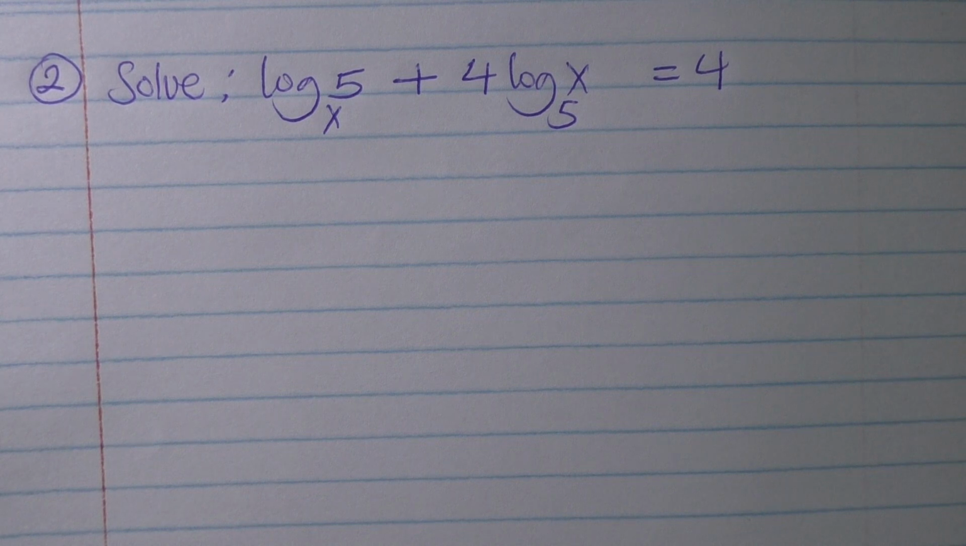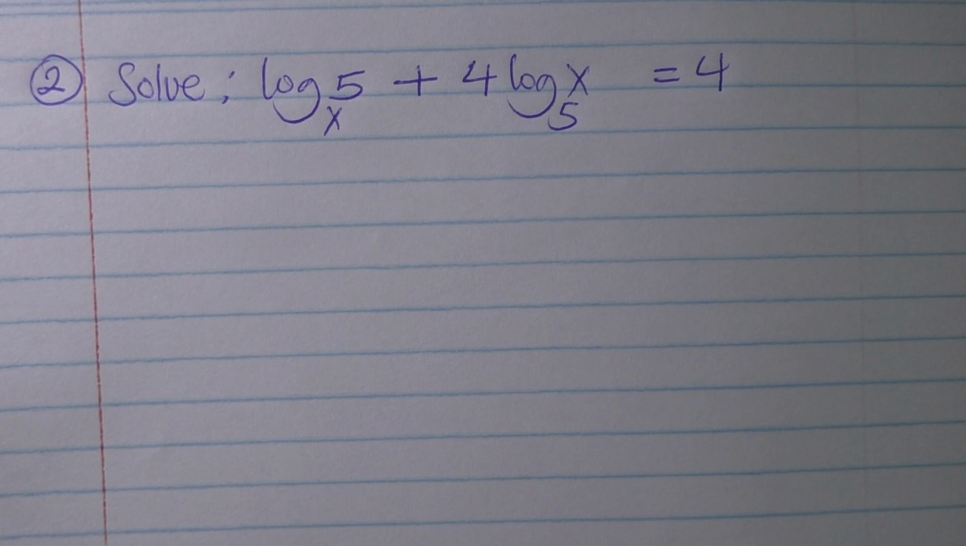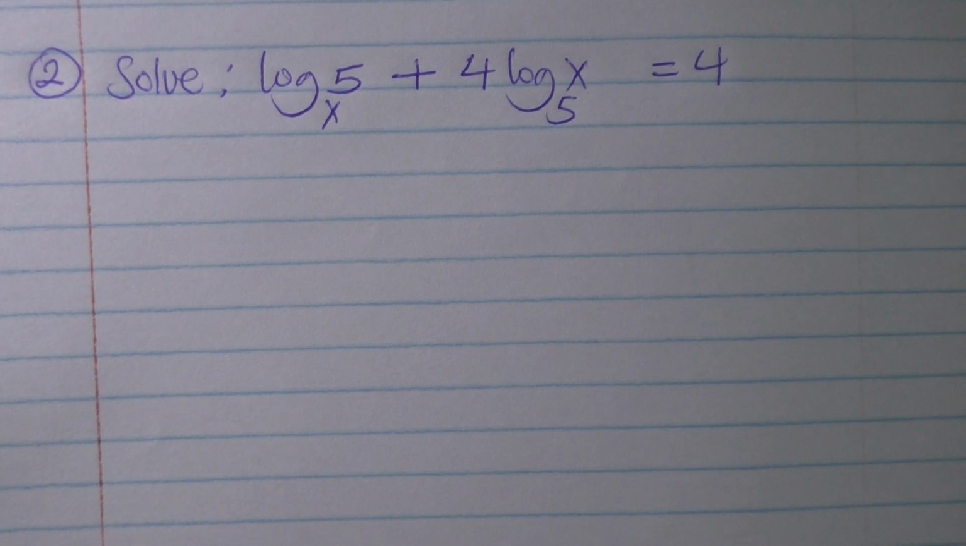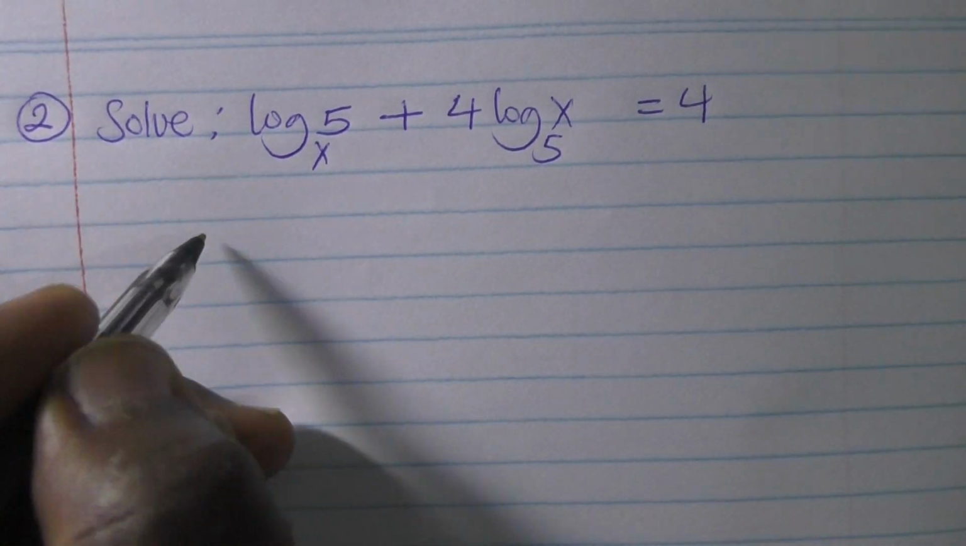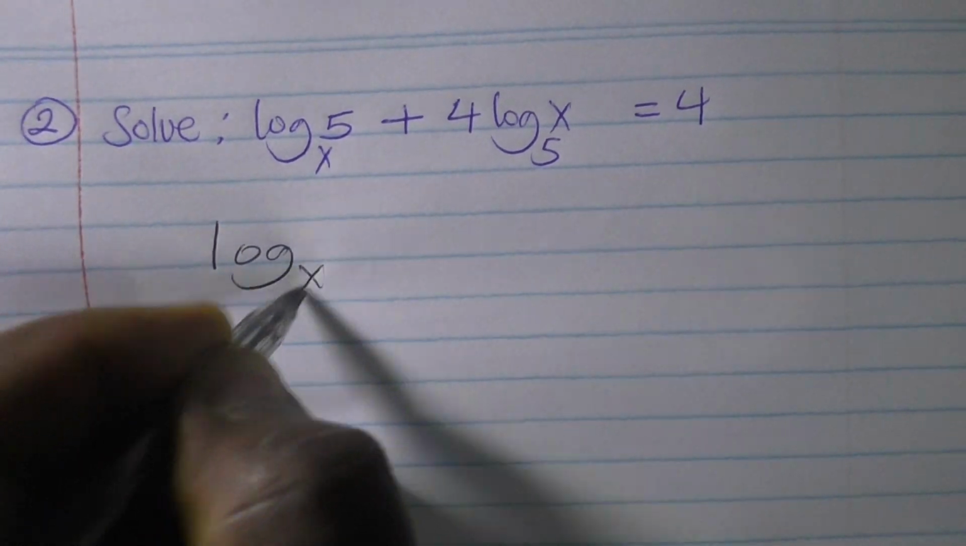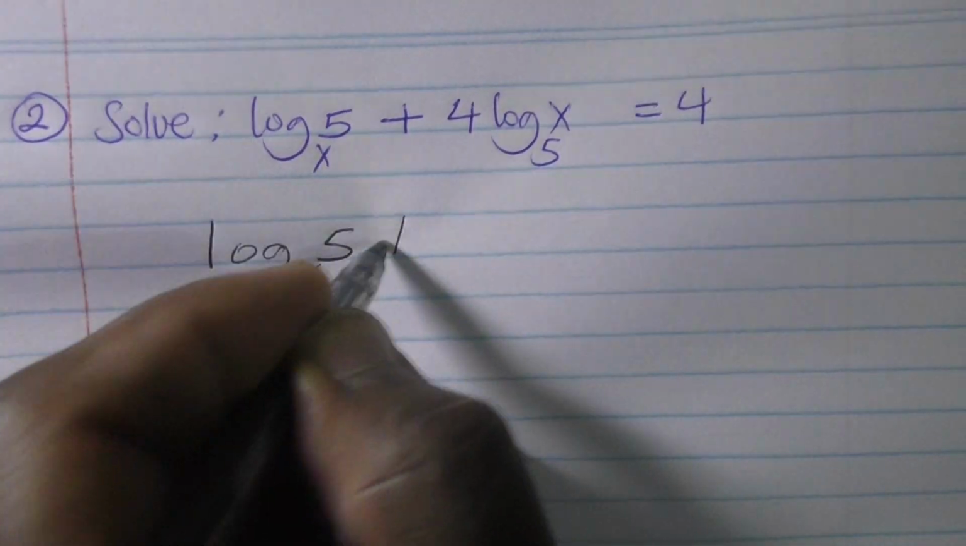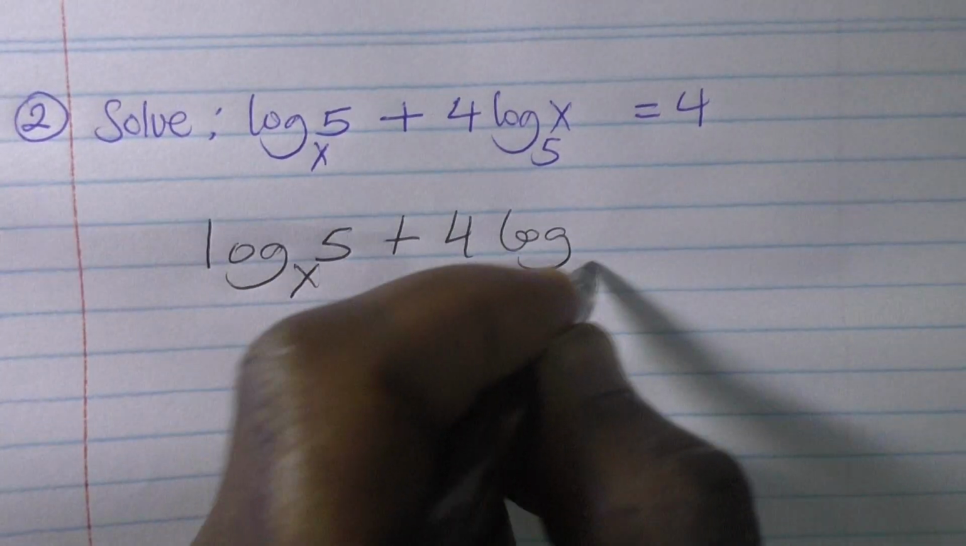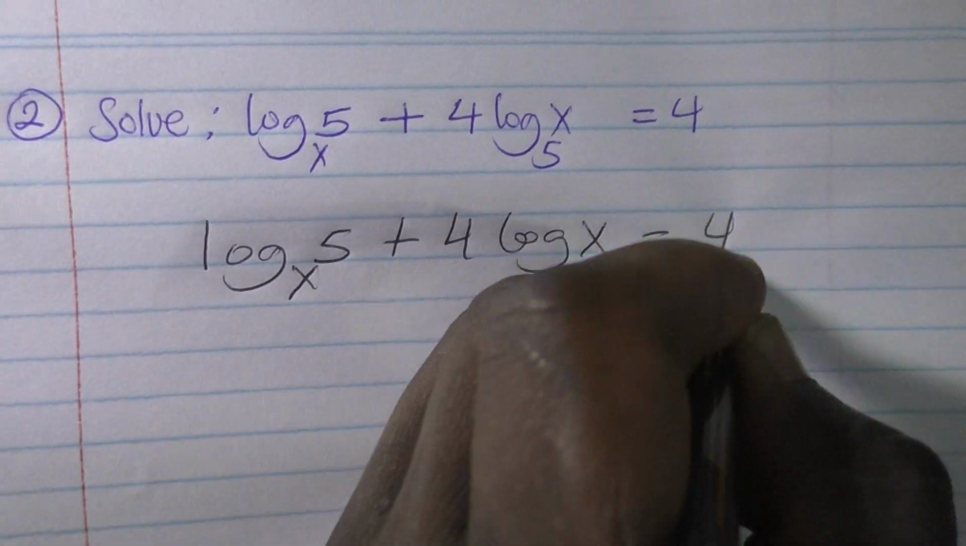We are here for our second example on how we deal with logarithmic expressions and equations with unsimilar bases. In example 2, we are told to solve log_x 5 plus 4 log_5 x equals 4.